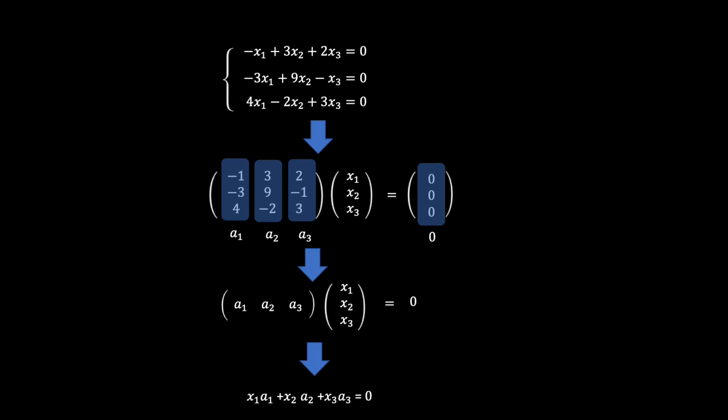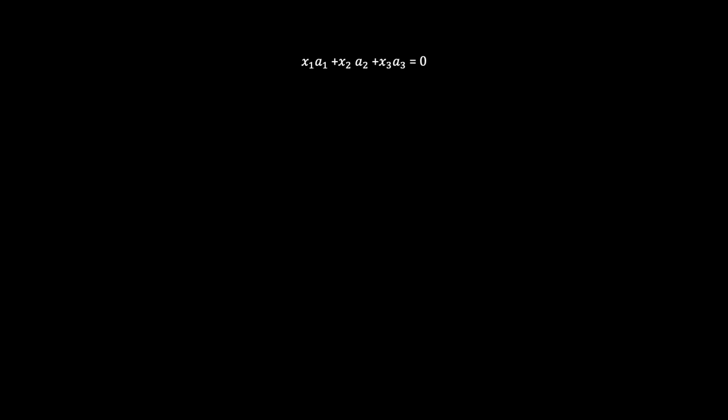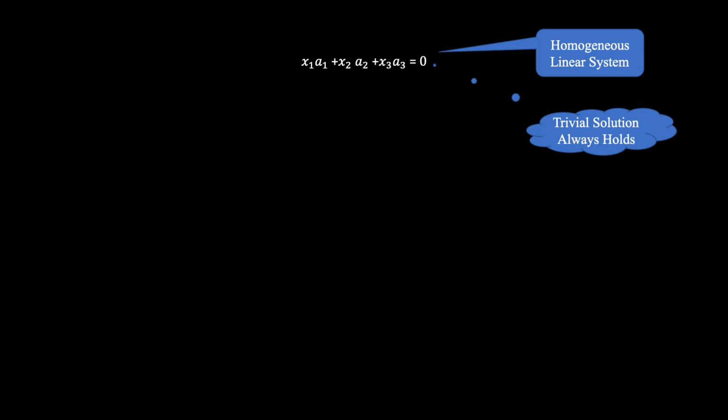The 0 on the right-hand side is actually a zero vector. When it's a zero vector on the right-hand side of the vector equation, we know the linear system is homogeneous, and it has a trivial solution with all unknowns being zero. Let's go back to find its general solution.